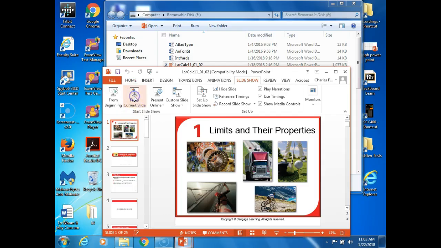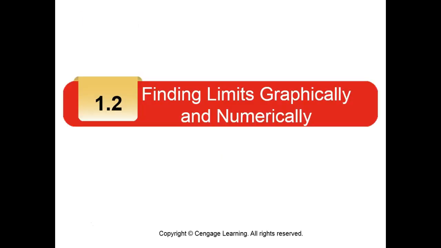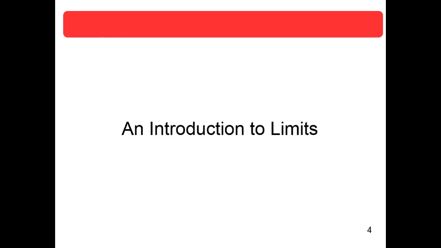Okay, from current slide. Okay, still talking about limits and their properties. 1.2 is finding limits graphically and numerically. Boo hiss, okay? You can do them, but it takes a while. We'll estimate the limit using numerical or graphical approaches. So notice the word estimate there. We'll learn different ways a limit can fail to exist, and we'll study the use of a formal definition of a limit. That's also a lot of fun.